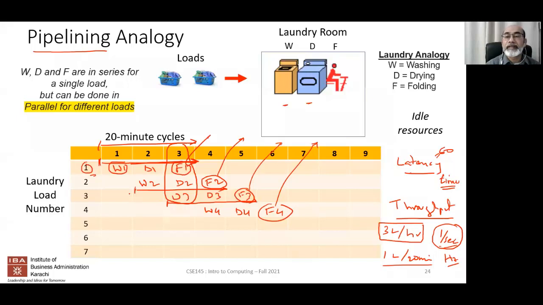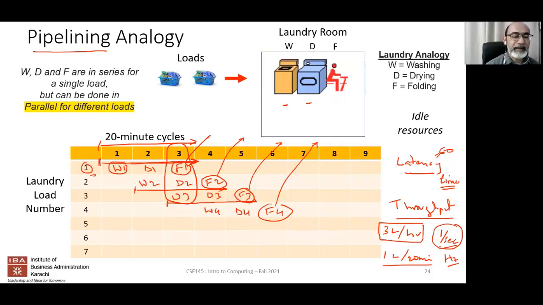In other words, it's like saying, you give your clothes to the laundry, how long will it take to get it back? You don't really care about the throughput. All you care is, I'm in an urgency, I need to get my clothes ready, how long is it going to take? So that's latency, very simple. It's going to take 1 hour.